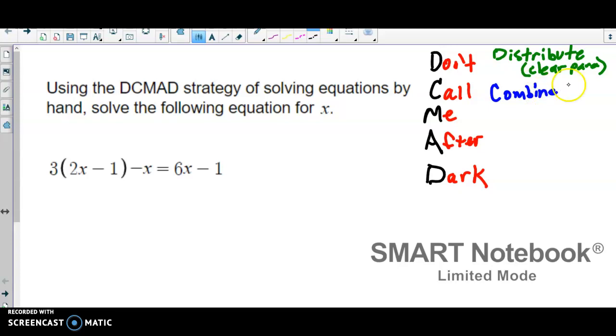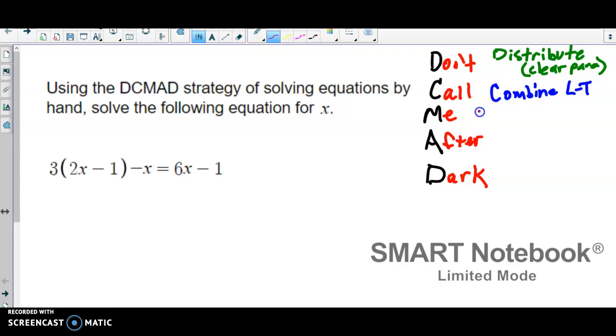So right after we clear the parentheses, then we're going to have to combine something. Okay. Now, not every problem requires all 5 steps. The one I'm going to do right now is going to require all 5 steps. So we will do them all on this one problem.